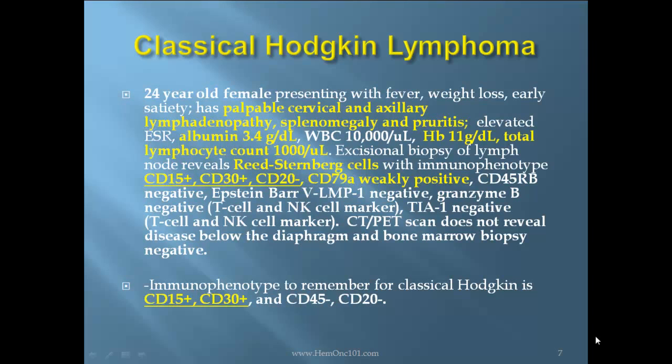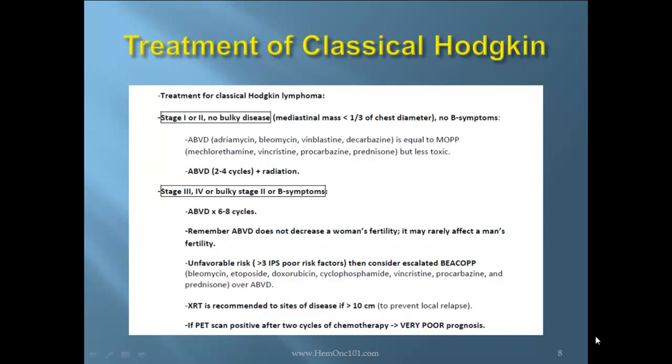The immunophenotype to remember for classical Hodgkin's is CD15 positive, CD30 positive, and CD20 negative. That's crucial to know.